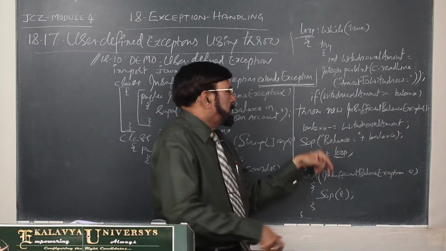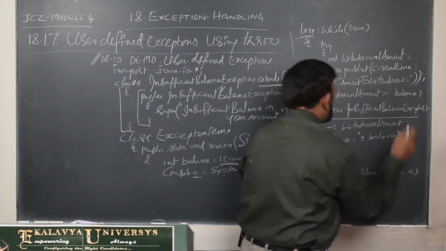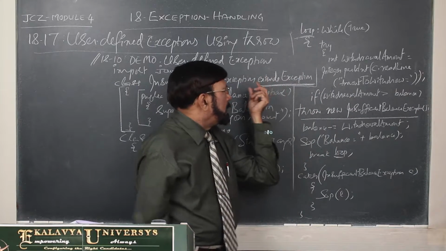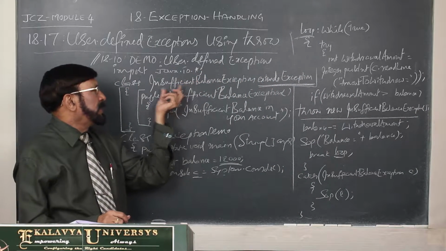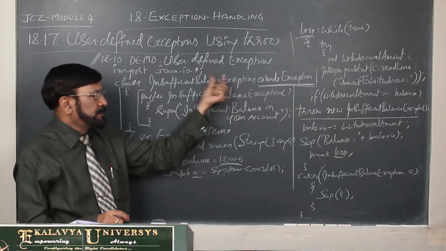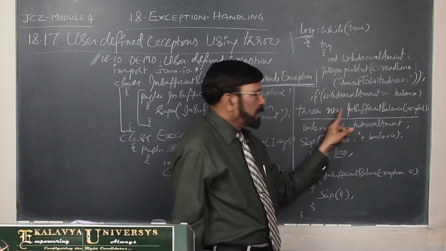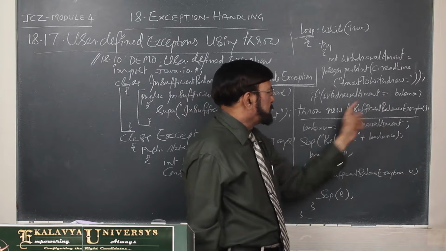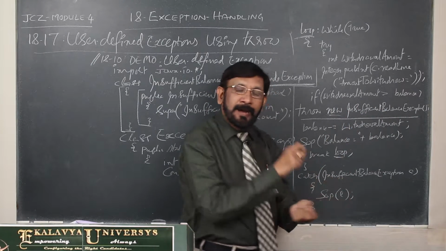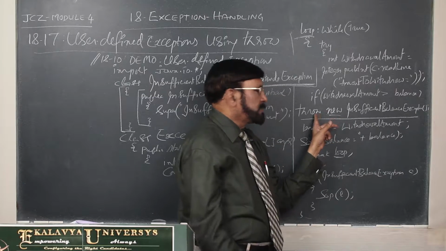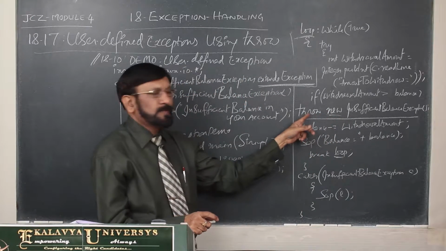Now, this is another crucial code. Here I have created a class. What is that? Insufficient balance exception. The type of object I am creating using new, new insufficient balance exception. That object should be thrown. For that purpose, I use throw.